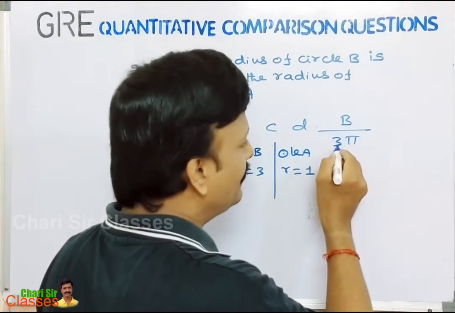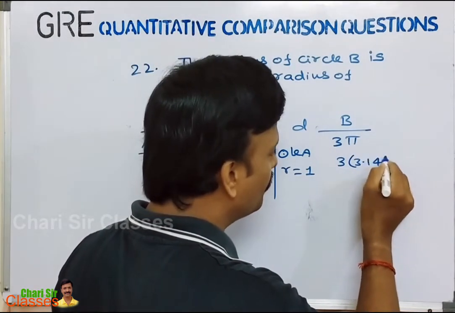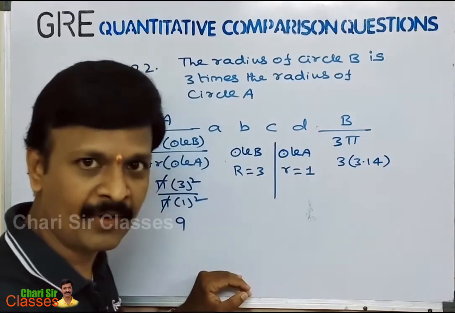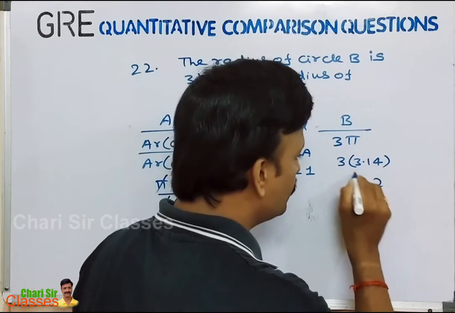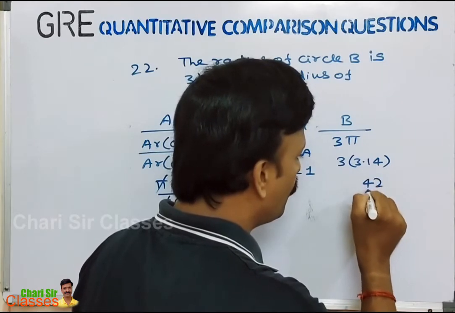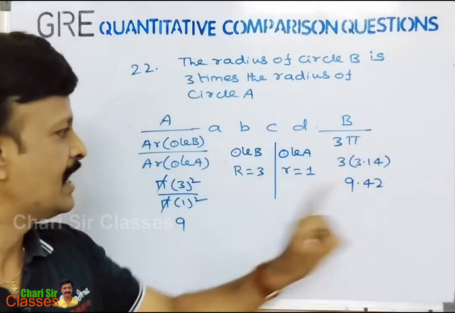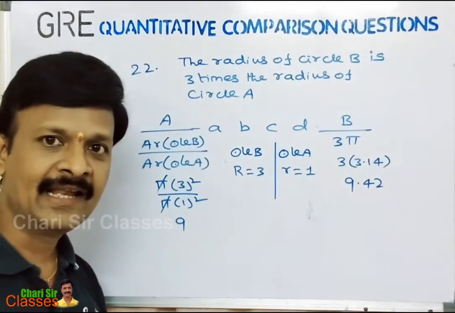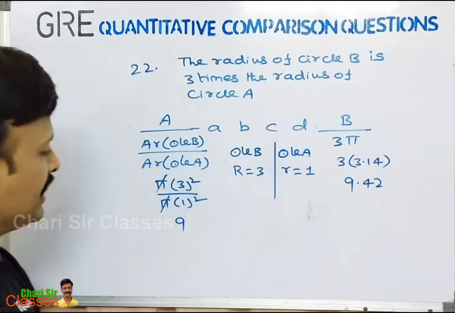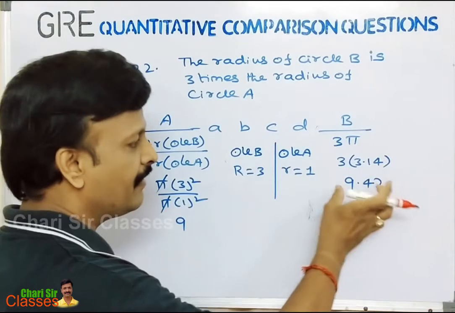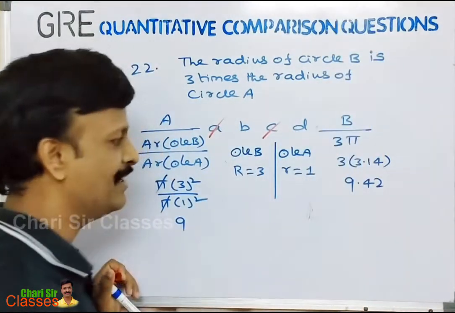Here 3 pi, 3 into pi value is 3.14. If we take approximately 3.14, now this is 9.42, and this is exactly 9. Now quantity A and quantity B, when you compare, quantity A is lesser than quantity B, that is quantity B is greater, so you can eliminate A and also you can eliminate C.